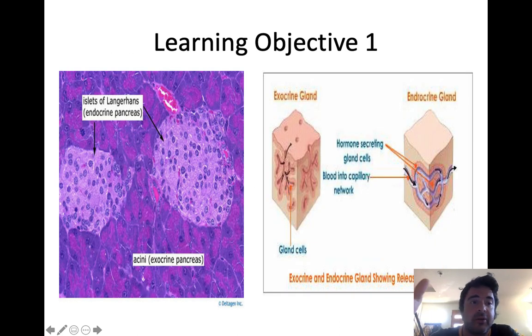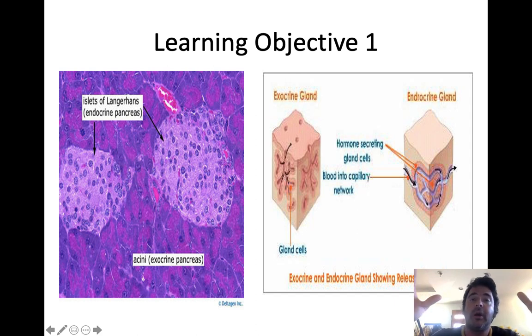Learning objective one is just distinguishing between an exocrine and an endocrine gland. Endocrine glands are glands that secrete chemical messengers directly into the bloodstream, and those chemical messengers are swept through the bloodstream until they reach a distant target cell where they bind to a receptor and stimulate a response. Any chemical messenger secreted directly into the bloodstream is by definition a hormone.